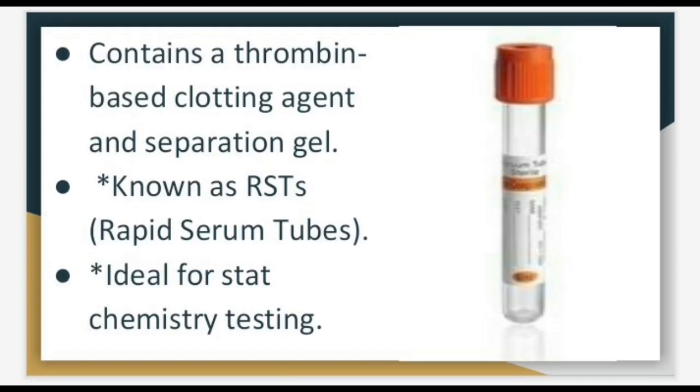The last one in the first category is the orange top Vacutainer. It contains a thrombin based clotting agent and the separating gel. It is mainly known as the rapid serum tube, and it is ideal for stat chemistry testing.